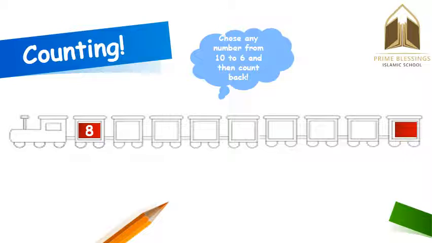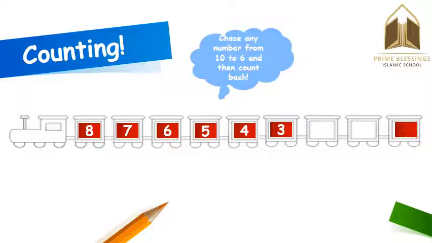So, which number should come at the second place? Yeah, 7, because we are counting back. Then 6, 5, 4, 3, 2, 1. And now, which number should come? 0. Good job.